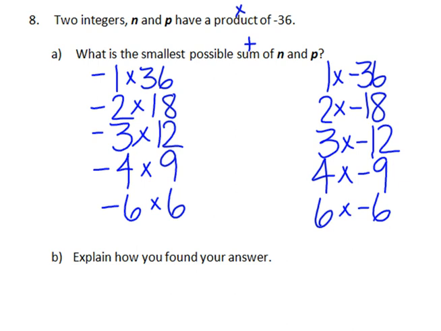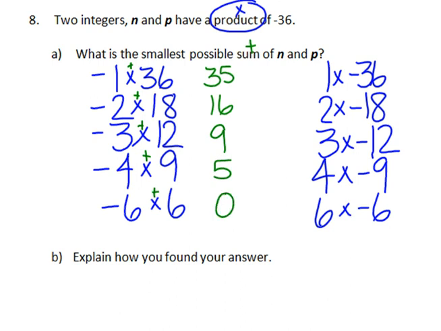So in blue, I'm going to write all of your possible products. Let's pick a different color. We'll use green to represent all of the sums. So now I'm going to add them up. If I do negative 1 plus 36, I'm going to get 35. Negative 2 plus 18 is 16. Negative 3 plus 12 is 9. Negative 4 plus 9 is 5. And negative 6 plus 6 is 0.